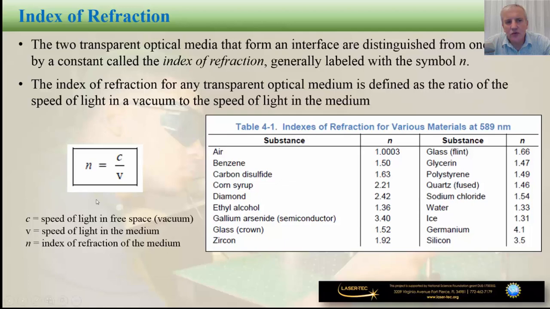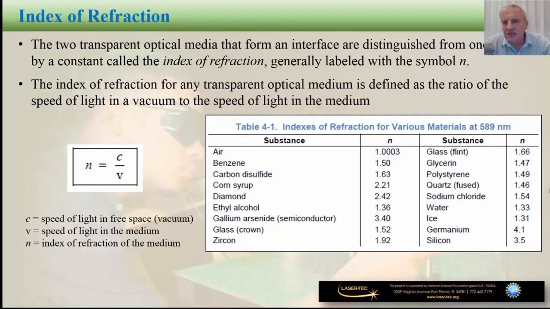You can see this simple formula here. N, being the index of refraction, is equal to C over V, where C represents the speed of light in free space or vacuum, and V is the speed of light in the medium under consideration. So for example, if your index of refraction is equal to 1.5, that means that the speed of light in free space, in a vacuum, is 1.5 times more than the speed of light in that specific medium. So that's the physical meaning of the index of refraction.